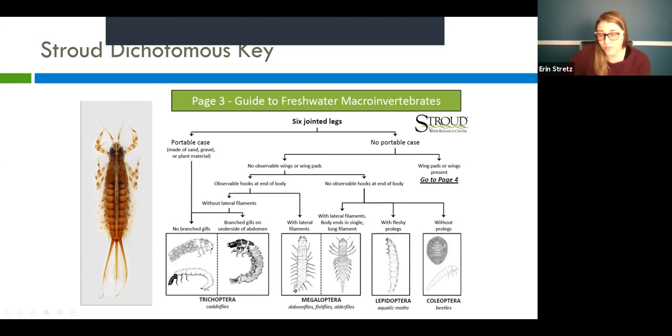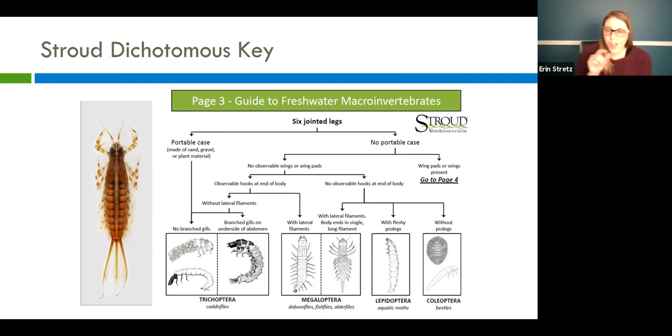I think that this might be the biggest weakness with this specific key, because if you find one of these specimens that will have wing pads as a larger larva, but it's not very obvious as a very small larva, then this might not get you to where you need to go in the key. So we're going to work through it, and hopefully with practice, we'll be able to identify organisms that will potentially have wing pads as opposed to the ones that are very visible.